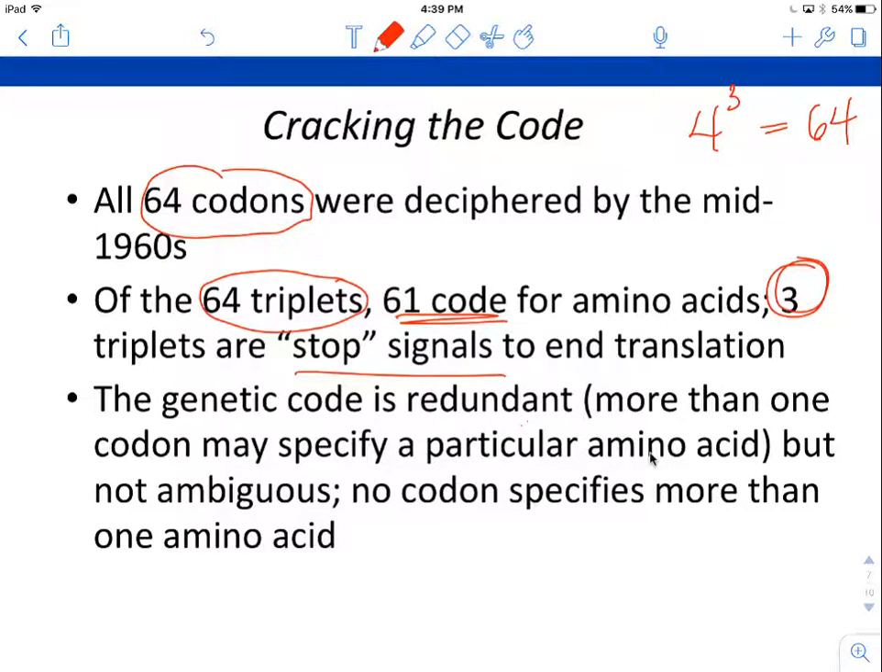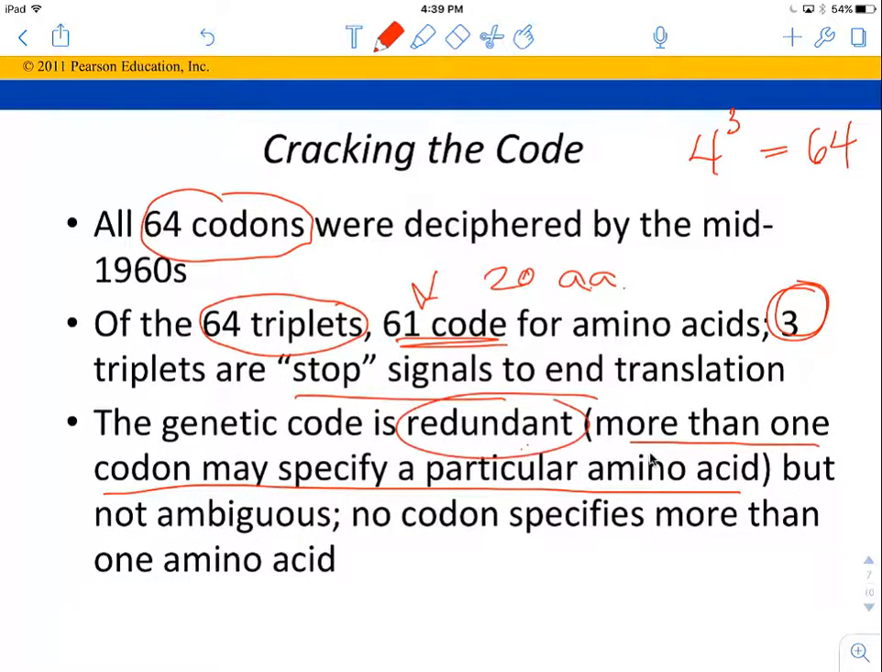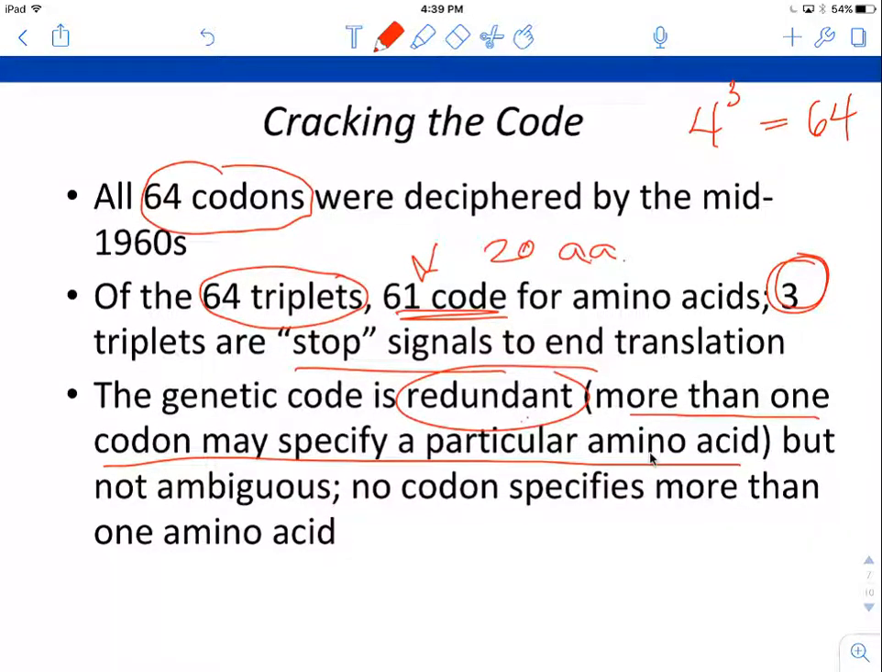There you go. The genetic code is redundant because 61 of these code for amino acids, and we only have 20 amino acids. That means that more than one codon may specify a particular amino acid, and we call this the redundancy in the code. But no codon specifies more than one amino acid.